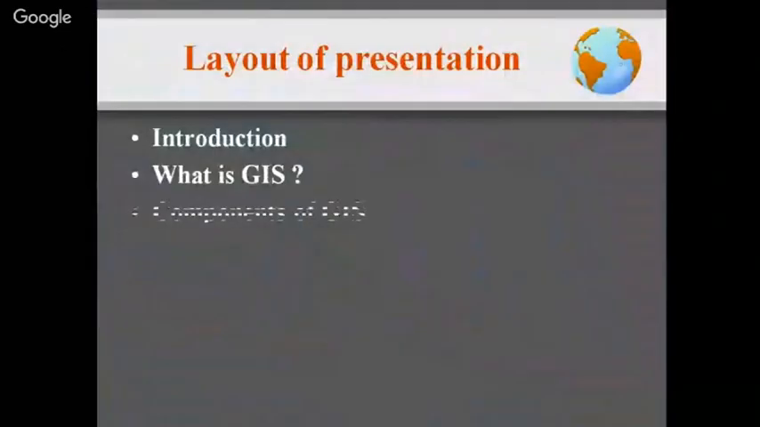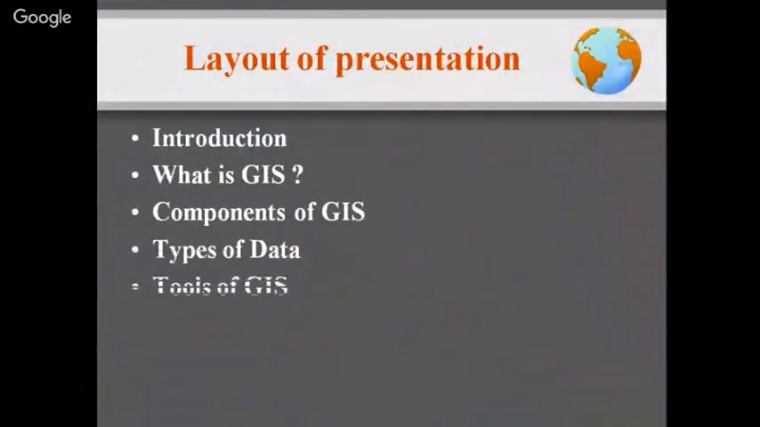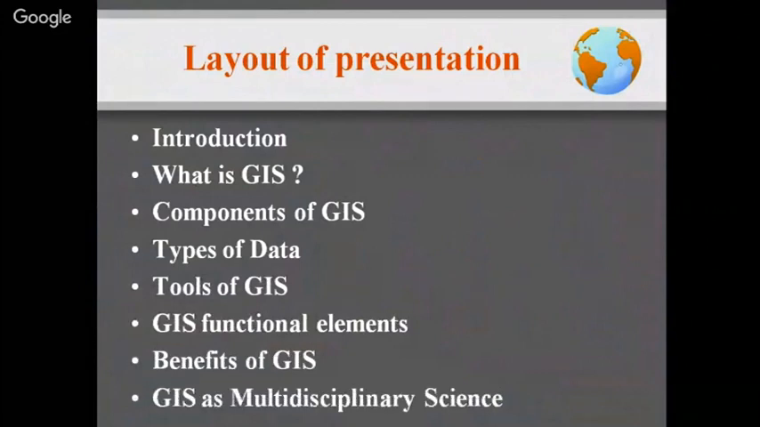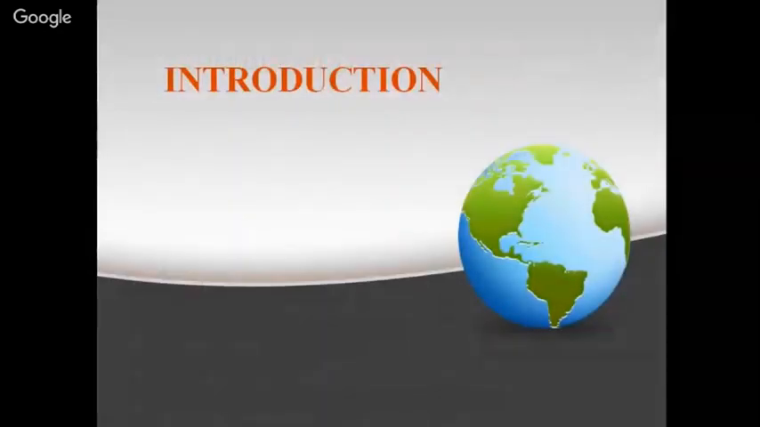This is the layout of my presentation. I shall give a brief introduction. What is GIS? I shall give a description on the components of GIS, types of data, tools of GIS, GIS functional elements, and benefits of GIS, and then GIS as a multidisciplinary science. I begin.